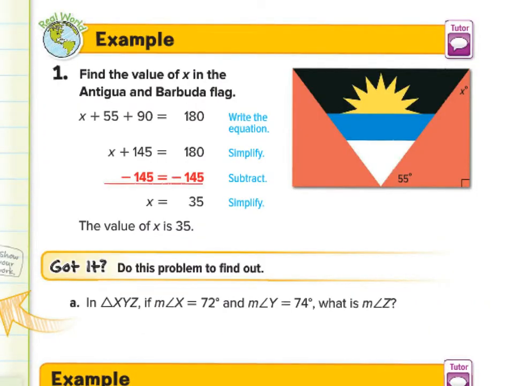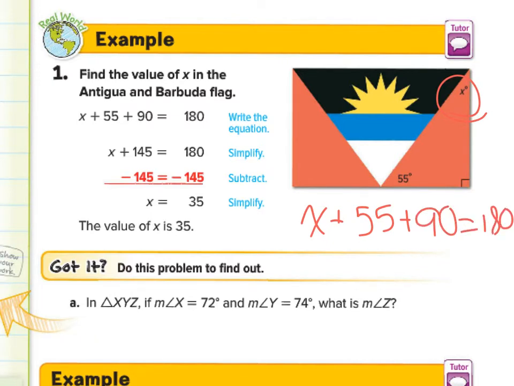And here's our first example. We have this beautiful flag here of Antigua and Barbuda. Find the value of x in the Antigua and Barbuda flag. They want us to find this x right here. And look, we've already been given a clue that this is a right angle, which equals 90. So simply put, we could say that x plus 55 plus 90 equals 180.